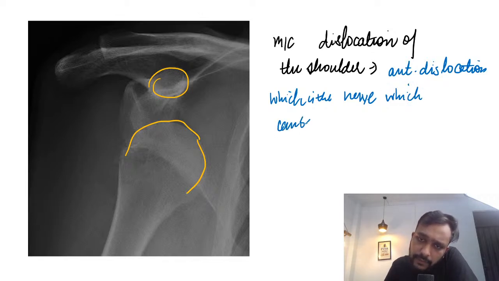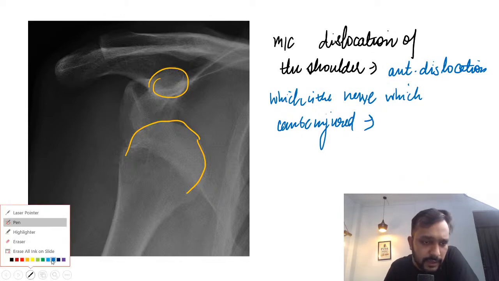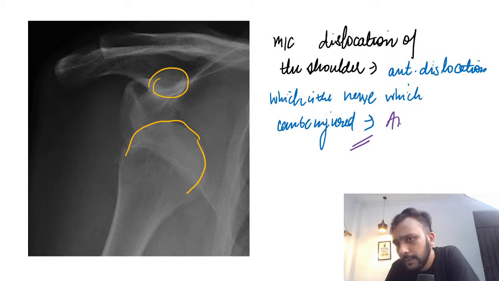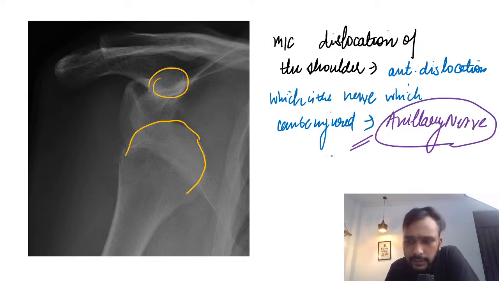Which is the nerve which can be injured in an anterior dislocation of the shoulder? Anyone, which nerve can be injured in the anterior dislocation of the shoulder? Come on, guys, which nerve can be injured in the anterior dislocation of the shoulder joint? It is your axillary nerve. Axillary nerve. Right?